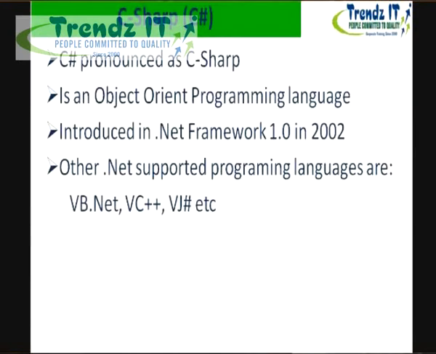We'll start off with a Microsoft .NET Framework programming language called C#. C# is a programming language given by Microsoft, written as C# but pronounced as C Sharp. It is an object-oriented programming language. So before we get into the C# language, the prerequisite to learn this language is that you should have a thorough understanding of object orientation. C# was introduced by Microsoft in .NET Framework somewhere in the year 2002. The other languages supported by .NET Framework are VB.NET, VC++, VJ#, and so on.